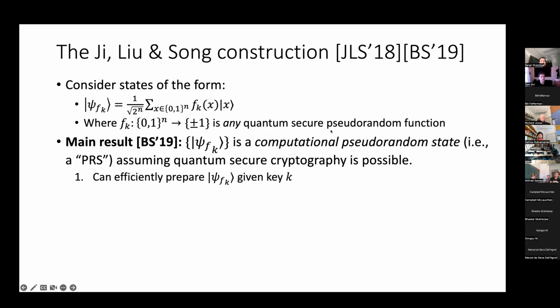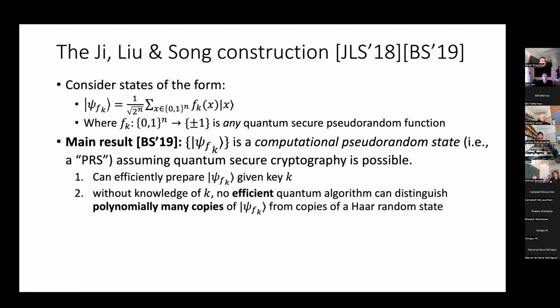Okay, and so to be really formal, this means two things, the fact that it's a computational pseudo-random state. One, that if you give me the key, we can prepare the state efficiently with a quantum computer. But two, if we don't know the key, so this is very similar to how I defined a PRF, then no efficient or polynomial time quantum algorithm can distinguish a polynomial number of copies of psi sub fk from copies of a Haar-random state. So this is the same thing we talked about before. This is what we mean by computational pseudo-randomness. Okay, great. Any questions about the definition? Okay, great. So I'll keep going.